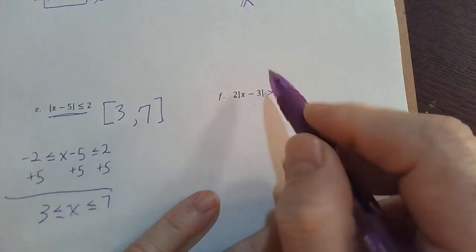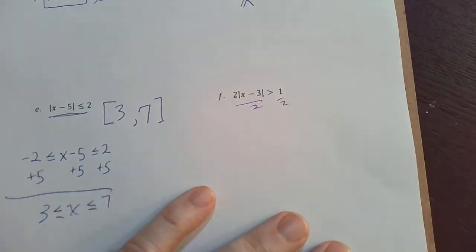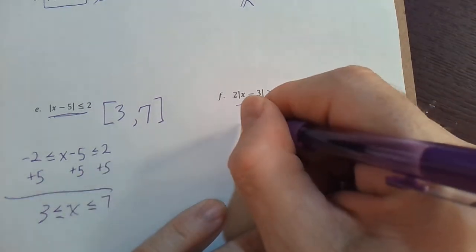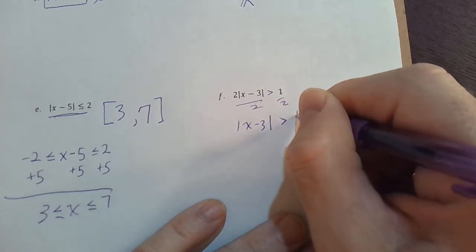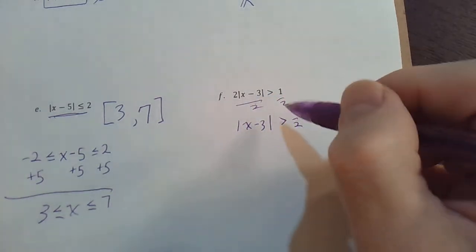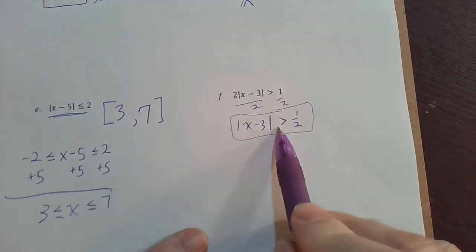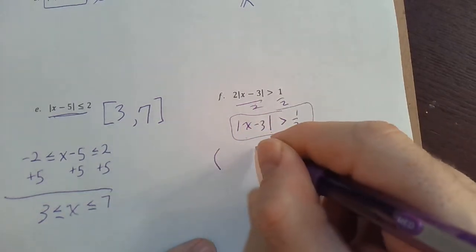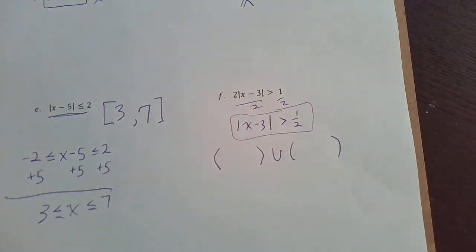Here, let's get it in the correct form. Let's divide everything by 2 because we need the absolute value all by itself. So, absolute value of x minus 3 greater than 1/2. Now we've got it in the correct form. So what I have is absolute value greater than something. So I absolutely know that the answer is going to be an interval unioned with another interval.